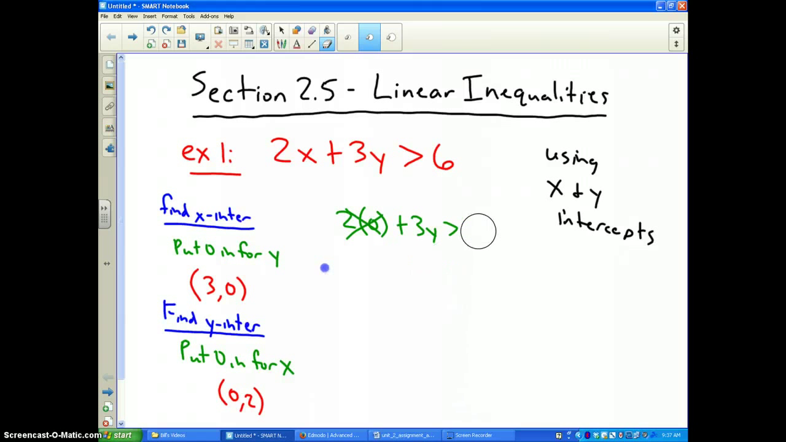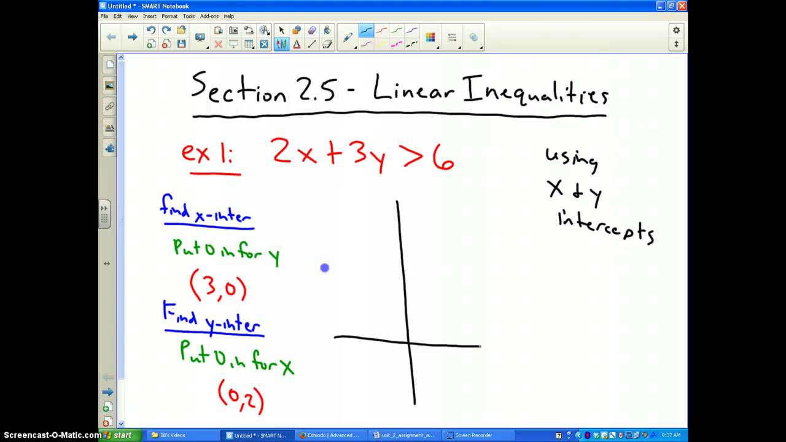So now I'm going to erase this, and I'm going to draw my graph. If you want to pause the video and do this on your own, you sure can. But I've got my coordinates: (3, 0) is the x-intercept, (0, 2) is the y-intercept. Now I can draw my line, but since it's an inequality, I have to look at the symbol. The symbol is greater than, which means my line needs to be dotted.